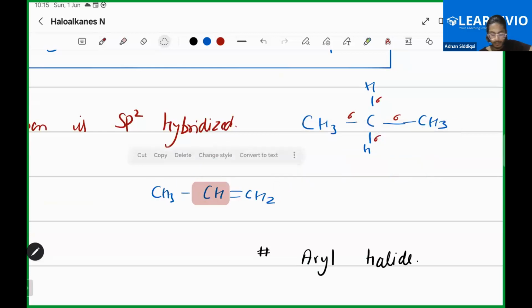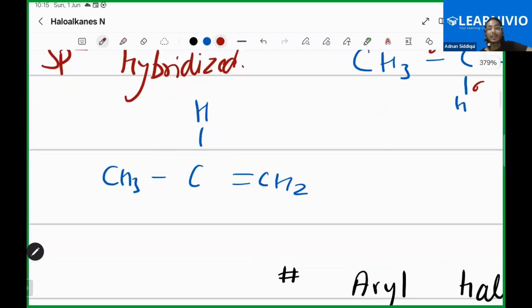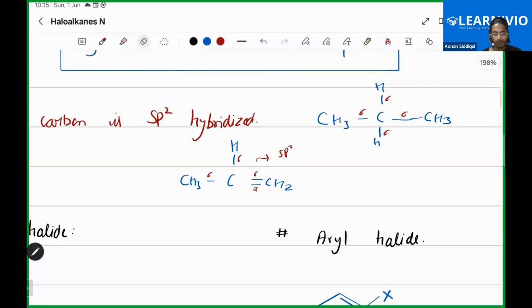Now, if we talk about this one, I can write the hydrogen in this way. If you have to calculate the sigma bonds for this carbon now, tell me how many sigma bonds is the carbon having? 3. How? 1, 2, 1. Yeah, 3. And this is 5. Okay, hence this is sp2. Right? That was about hybridization.